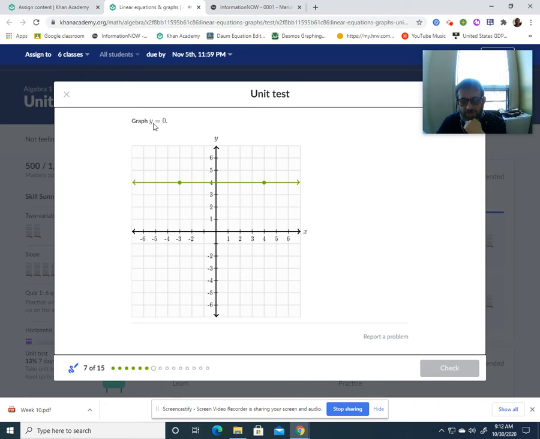Graph y equals 0. Well, y equals 0 means all y values are 0. So that point right there is the point -3, 0. That point right there is the point 6, 0. That point right there is the point 2, 0. So any point on here that has y being 0, that's the point 0, 0. That's the point -6, 0.